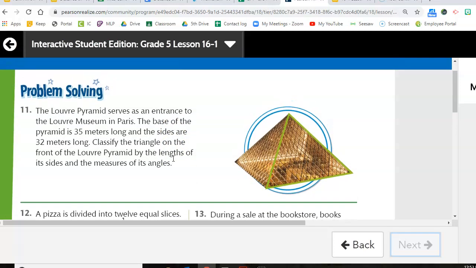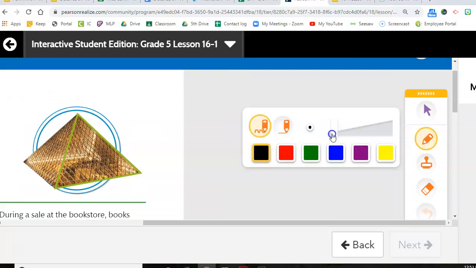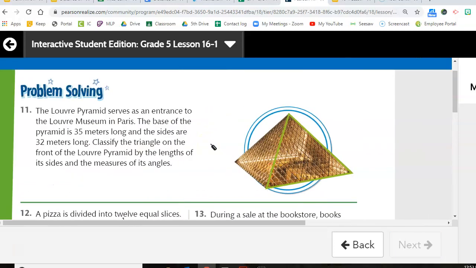All right, number 11. The Louvre Pyramid serves as an entrance to the Louvre Museum in Paris. The base of the pyramid is 35 meters long. So the base is the bottom. So this base right here at the bottom would be 35 meters. And then it says the sides are 32 meters long. So 32 meters, 32 meters.